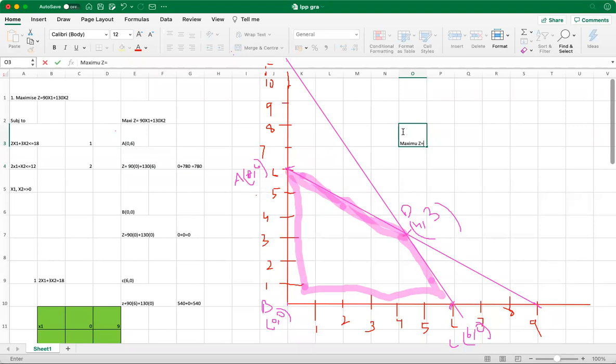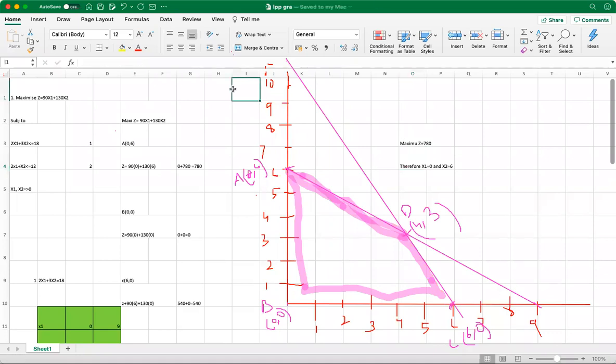z equal to 780. Therefore, x1 is equal to, what is the value of x1 here? 90. x1 is equal to 0 and x2 is equal to, what is the value of x2 here? 6. Okay. This is where I should manufacture 0 of x1 and 6 of x2. That is how we understand if it is going to be manufacturing. समझ में आया? Are you following?